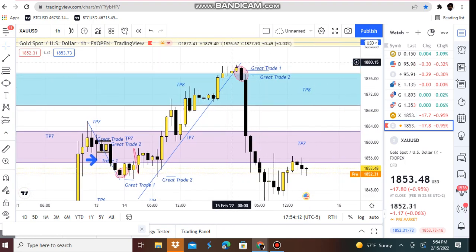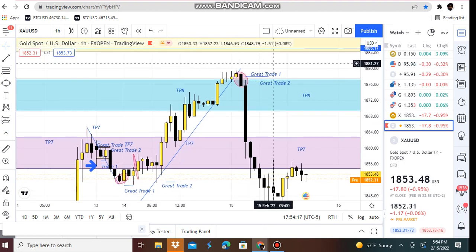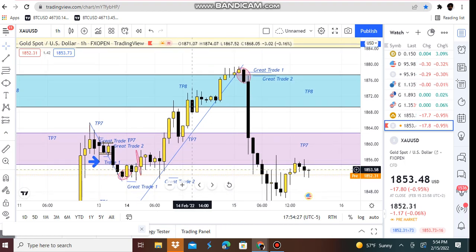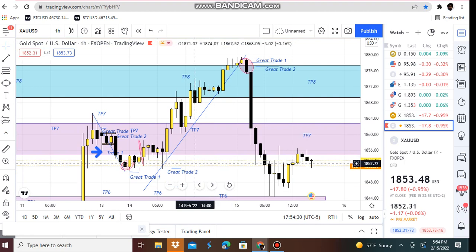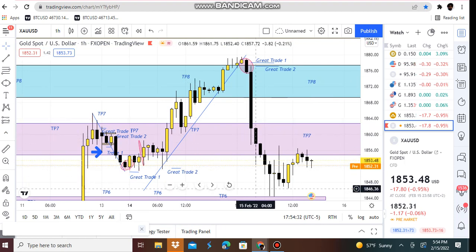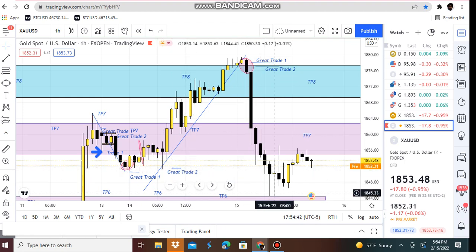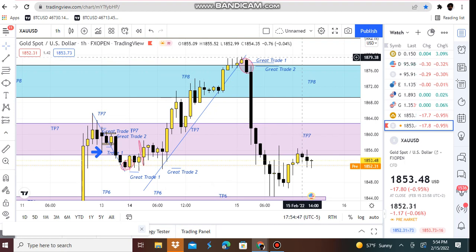If we thought price was going up to take profit 9, hopefully you had gotten out of this trade, but that could have been one of the options. You could have tried to swing trade this Great Trade 1 and Great Trade 2. It would have been pointless, as price goes past Great Trade 1 and Great Trade 2 on February 15th, and goes all the way to 1844. Great Trade 1 and Great Trade 2 is at 1850, 1851. Price goes all the way down to 1844. So that's one of the options we could have done in this case.